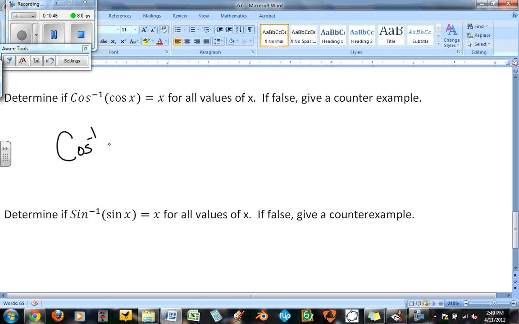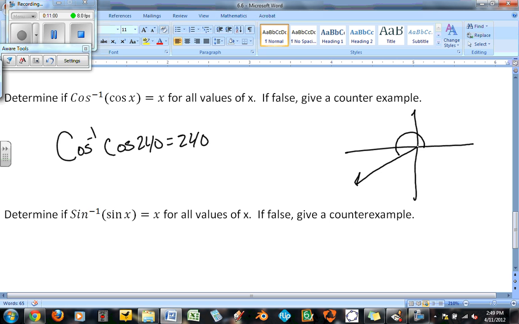Cosine inverse of the cosine of 240, will that equal 240? Okay, well, we can figure out the cosine of 240. The angle 240 goes way over here, all right? And it's 60 degrees past 180, so our reference angle is 60 degrees. That means this is negative square root of 3, this is negative 1, and this is 2. The cosine of 240 is negative 1 half. So capital cosine inverse of negative 1 half, does that equal 240 is the question.